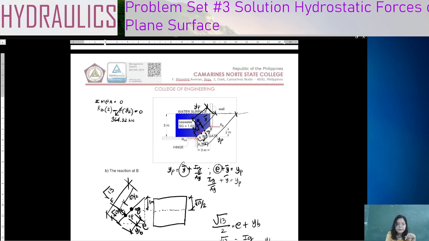So, from this, the summation of moment I mentioned, I'll substitute it directly here so that RB is the only one missing. Let me shift store to B first. So, X times 2 minus 364.62 times 1.65 is equal to 0. So, shift solve. The value now of RB is equal to 301.02 kilonewton, and that is the final answer for the reaction at B.